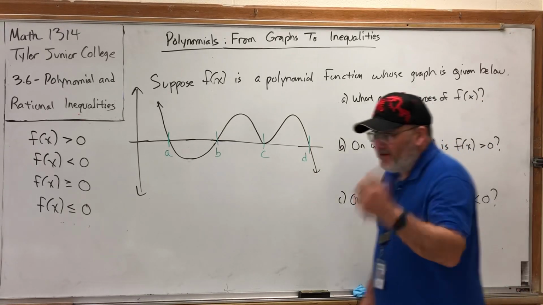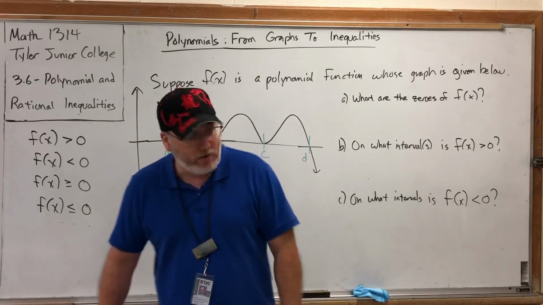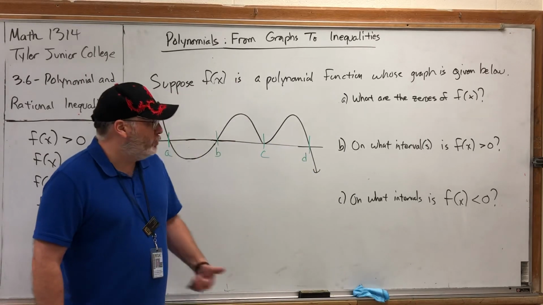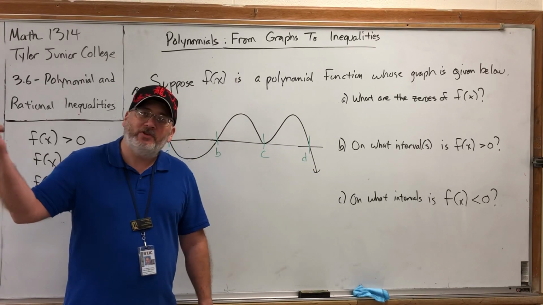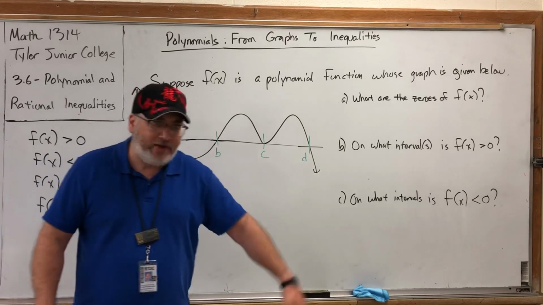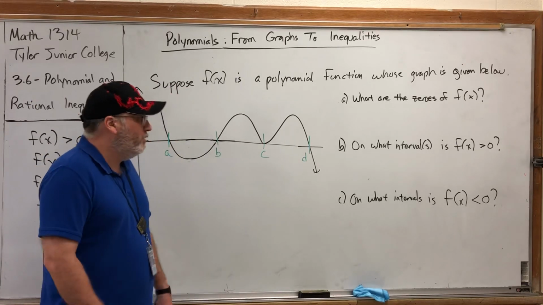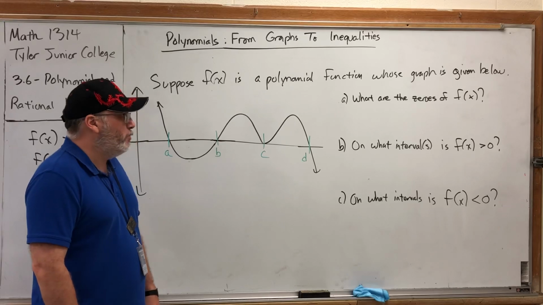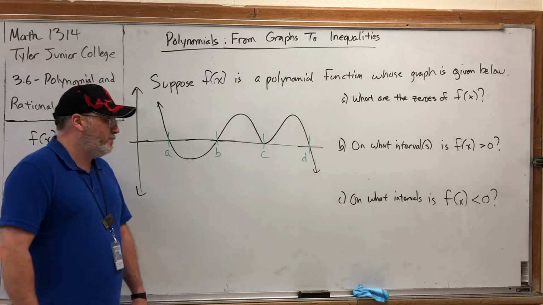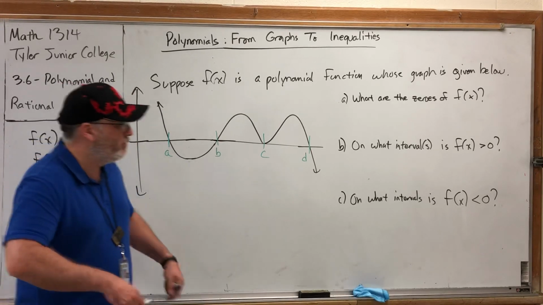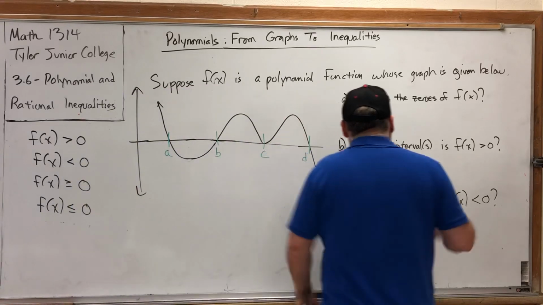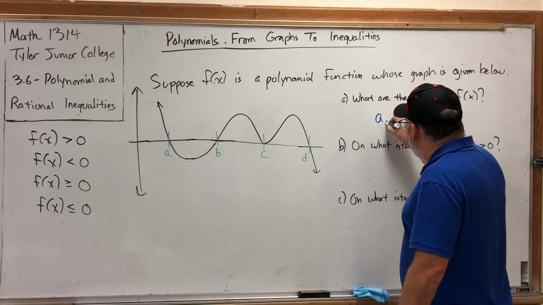Recall that zeros are values that make a function equal to 0, and relative to a graph and a function, the input is the x and the output is the y. So if you put all that together, the zeros correspond to where y is equal to 0, which is precisely where the x-intercepts are. So the zeros of this function are exactly at a, b, c, and d.